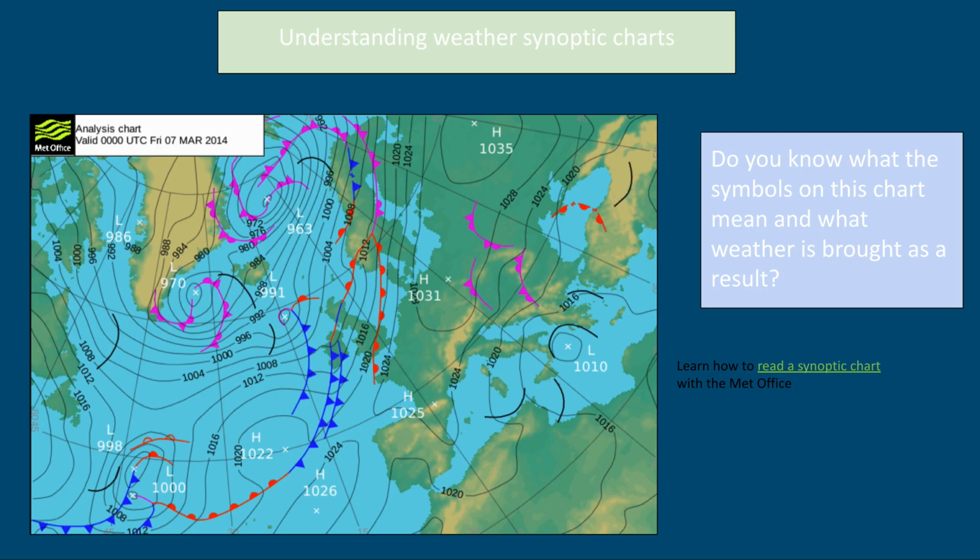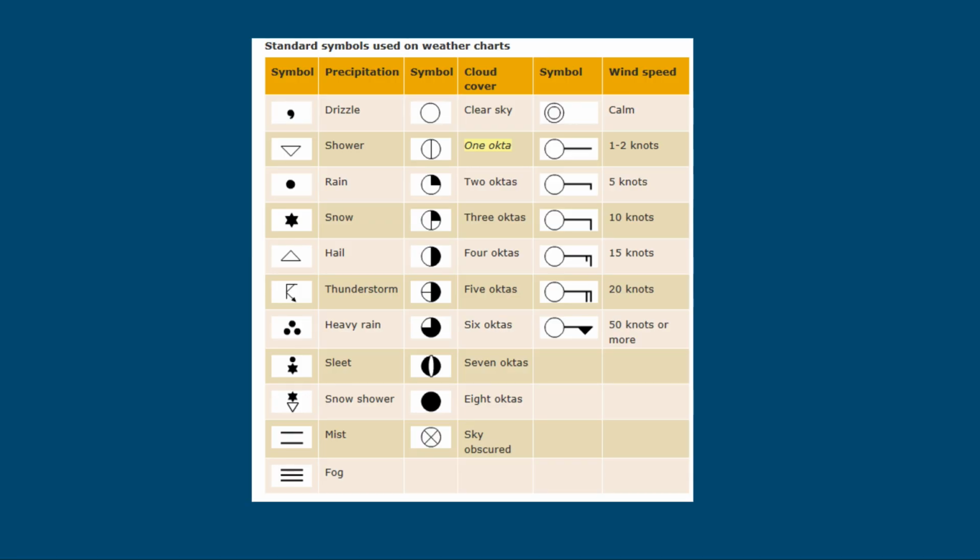The other thing you have to be able to do is interpret a synoptic chart, and synoptic means putting many things together. A synoptic chart puts information from weather stations all together onto one chart and allows meteorologists to predict what the weather is going to be like. You can go onto the shared area and look at the Met Office's 'read a synoptic chart' link, and you could Google that, and the Met Office talks you through how to read a synoptic chart. But also you can see on here the symbols that are used on weather charts.